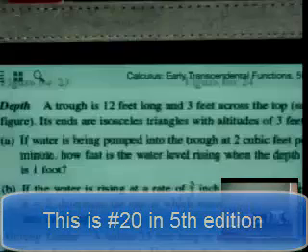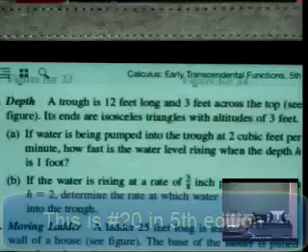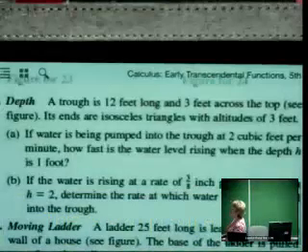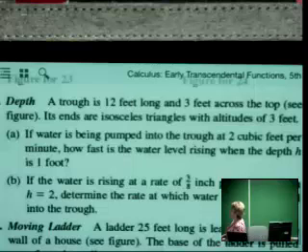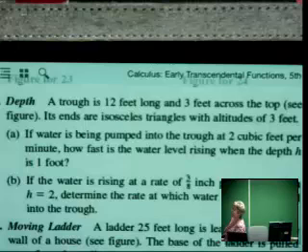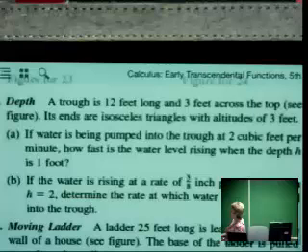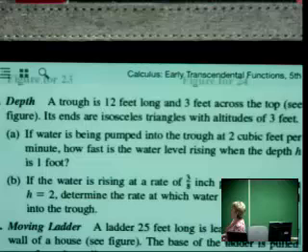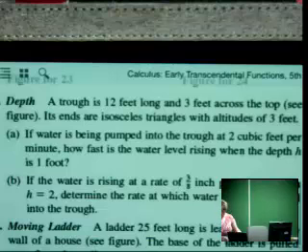A trough is 12 feet long and 3 feet across the top. I purposefully am hiding the figure so we have to draw it without looking at it in the book. My very best trough that's 12 feet long and 3 feet across the top, its ends are isosceles triangles with altitudes of 3. Wouldn't it be cool if I can draw a trough? Y'all know how limited my artistic abilities are.